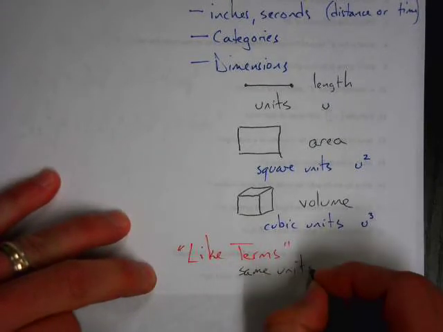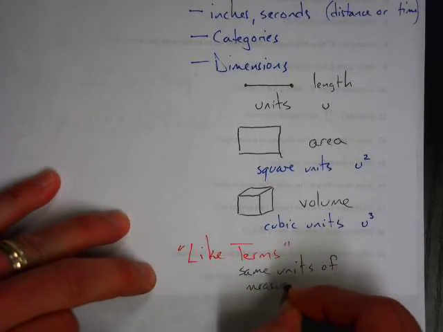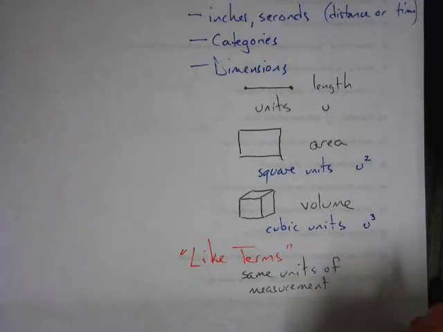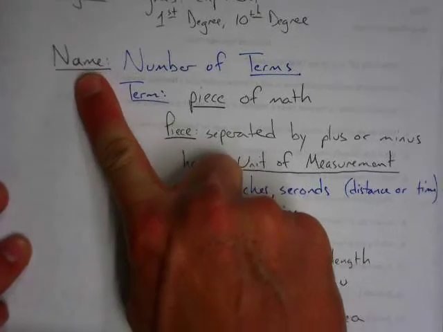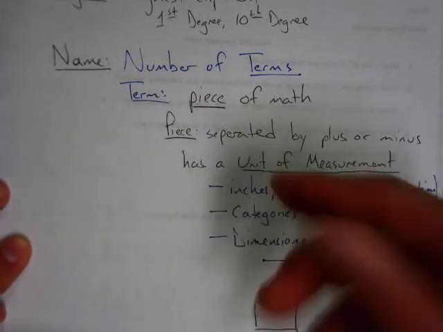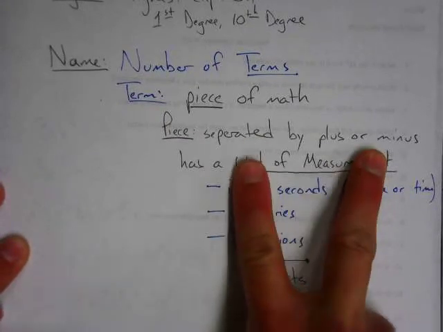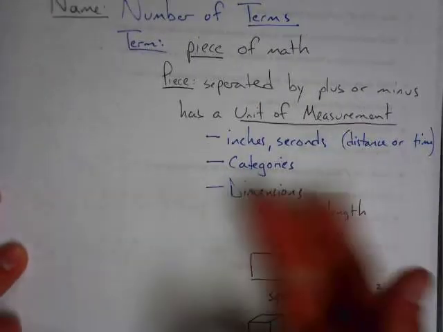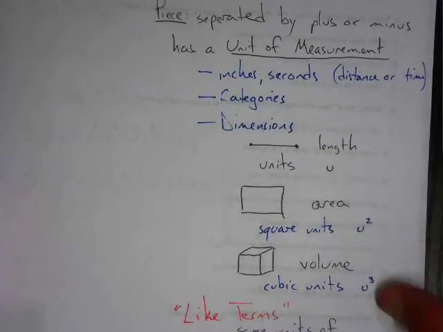So what does that have to do with polynomials? Well, remember, we're naming polynomials, right? So if we're naming polynomials, we have to keep in mind that the name of the polynomial depends on the number of terms. And what is a term? A term is a piece of math separated by a plus or minus sign with its own unit of measurement, either distance or time or categories or dimensions, like u squared, u to the third power.